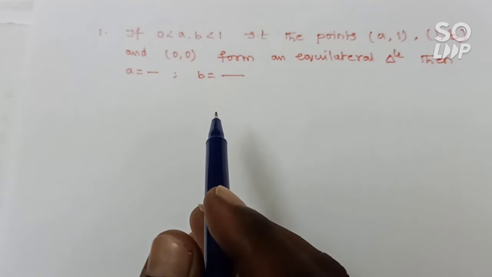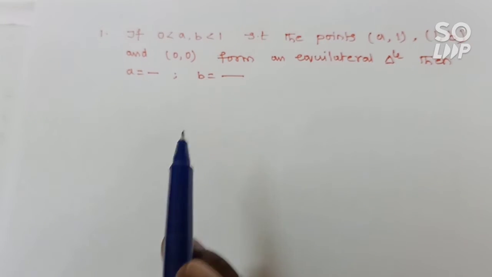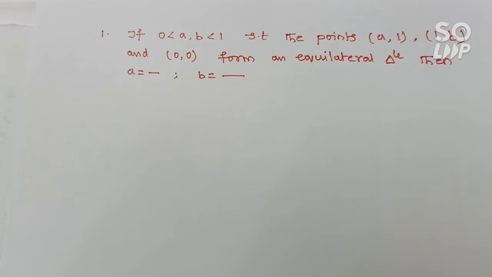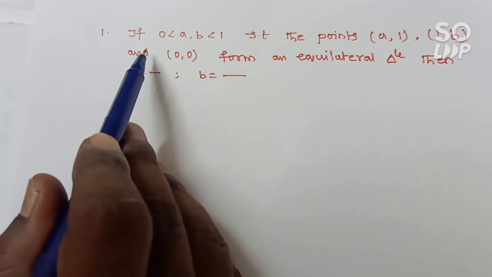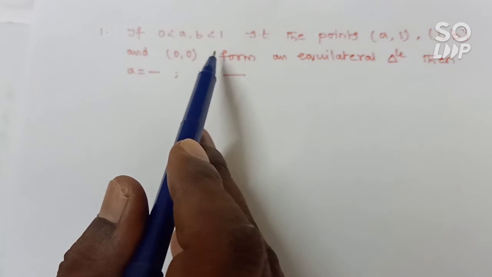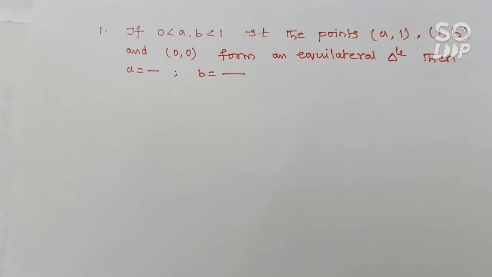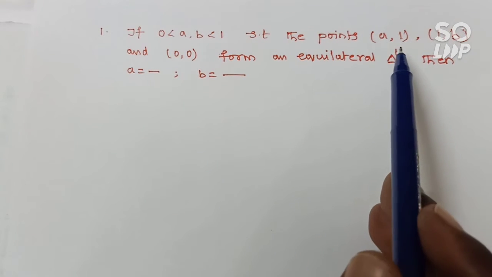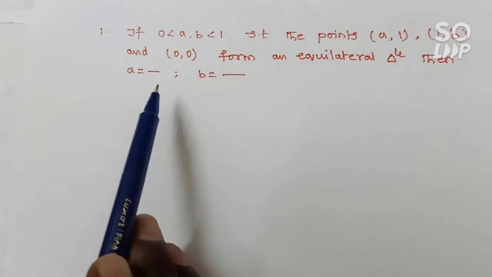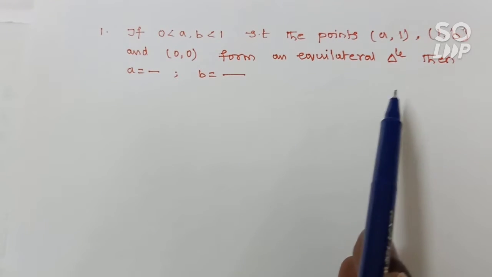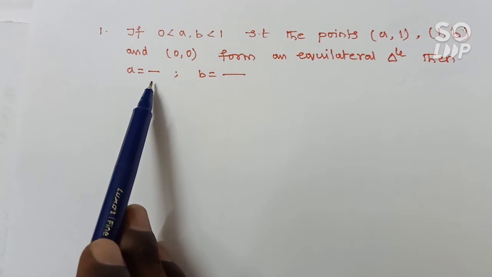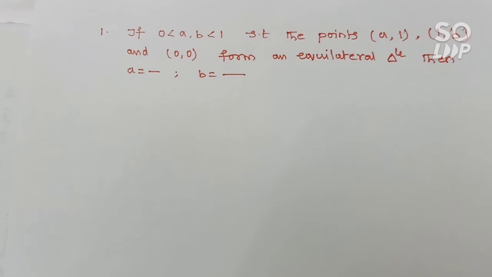Okay guys, in this video we are going to discuss some applications of the previous concepts. The first problem is: if 0 < a < b < 1 such that the points (a, 1), (1, b) and (0, 0) form an equilateral triangle, then a is equal to how much and b is equal to how much?